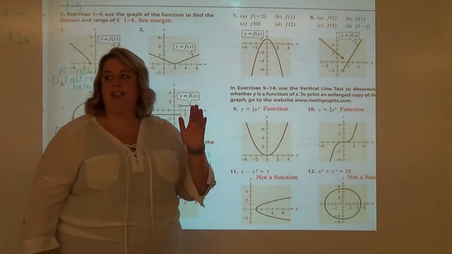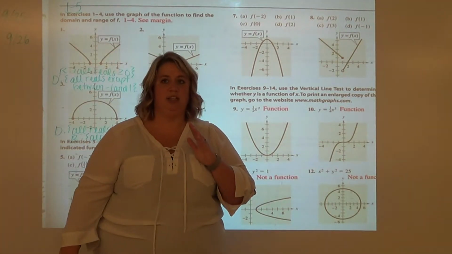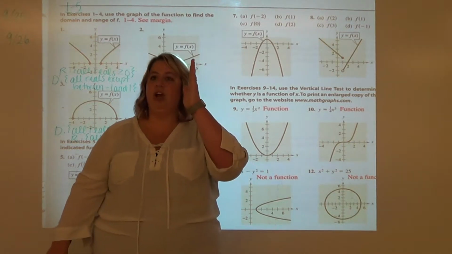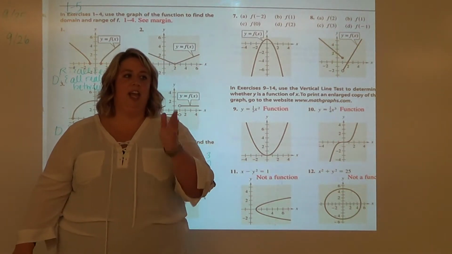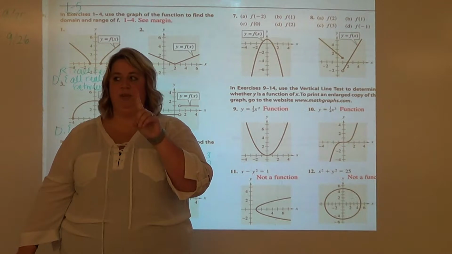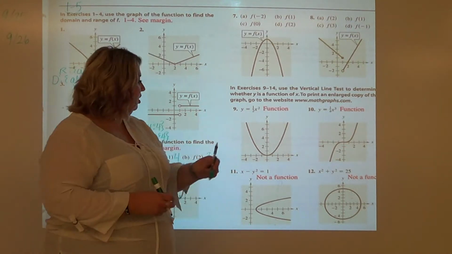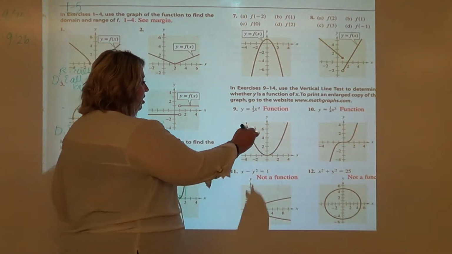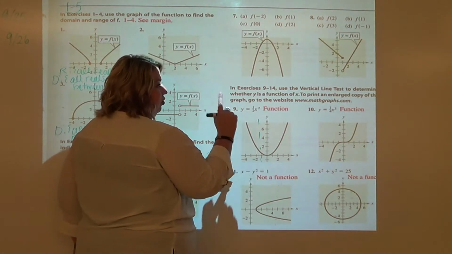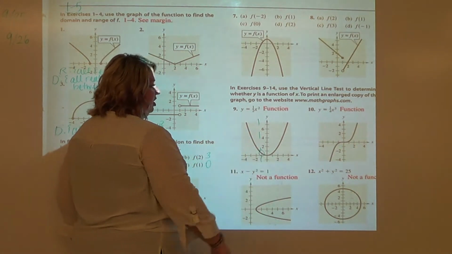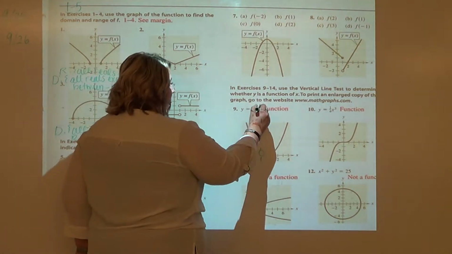Okay, vertical line test. You remember what the vertical line test is? Okay, if you can draw a vertical line, it can only cross one time for it to be a function. So like if I draw a vertical line, let's say my vertical line's here, in order to be a function, it can only cross one time, which this one does. That's why this one is a function.